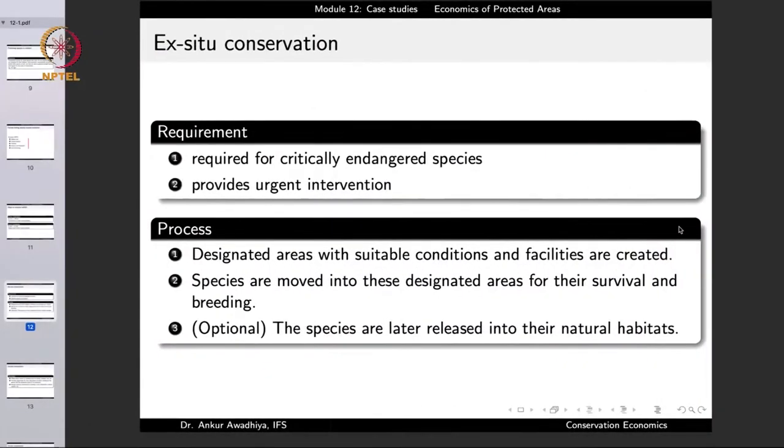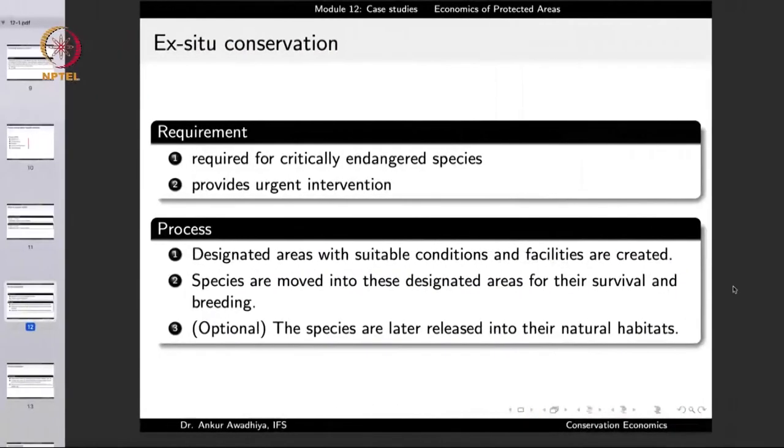So in the case of ex situ conservation, we designate areas with suitable conditions and we create facilities. An area will be selected, say for making a zoo, and then we'll create the facilities for a zoo. That is, we will surround this area with, say, a wall. We will provide means of bringing in water, means of bringing in food. We will create facilities such as a veterinarian's office, say an operation theater and things like that. And once these are done, the species are moved into these designated areas for their survival and breeding.